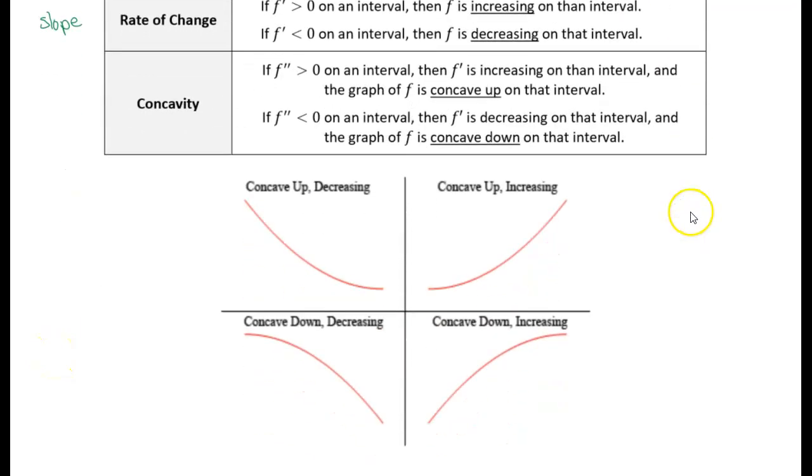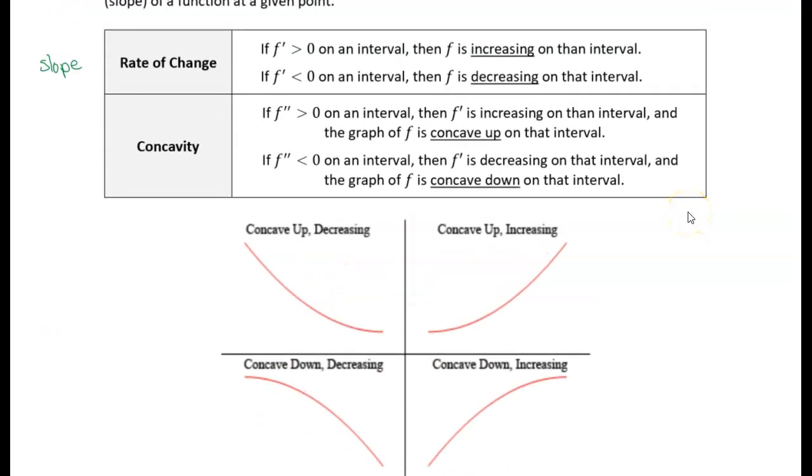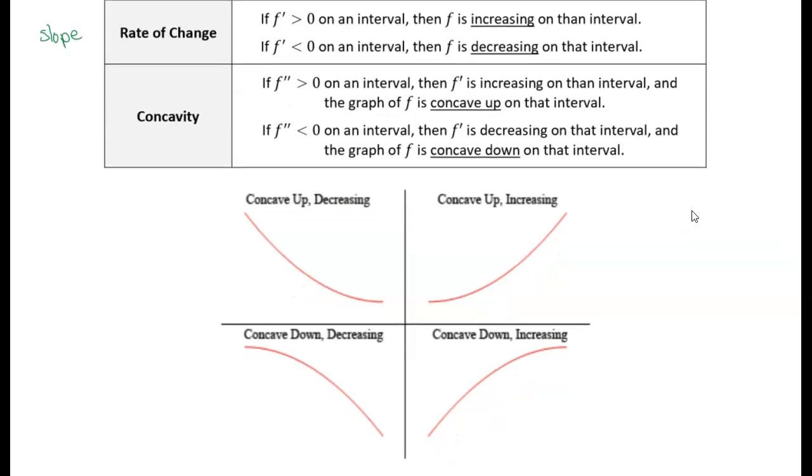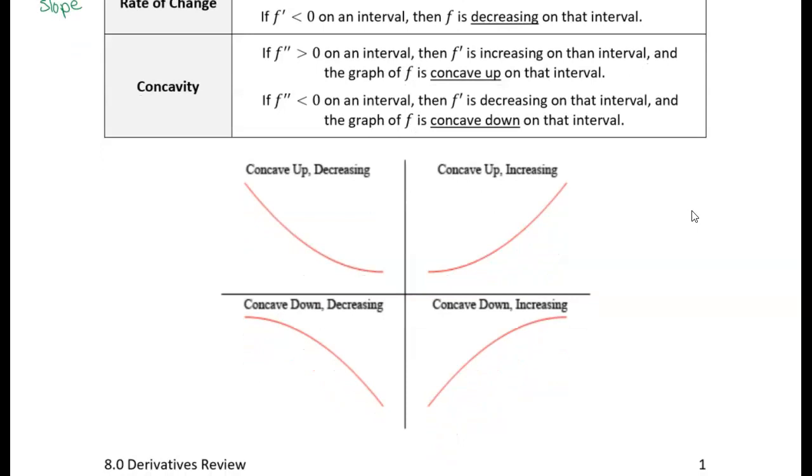So I have our rate of change, our slope, and our concavity of a function can be either positive or negative. So we have 4 different scenarios that we can end up with. A function can be concave up and decreasing. It could be concave up and increasing, or concave down and decreasing, or concave down and increasing. All right. So this gives you a little bit of a visualization of what that looks like.